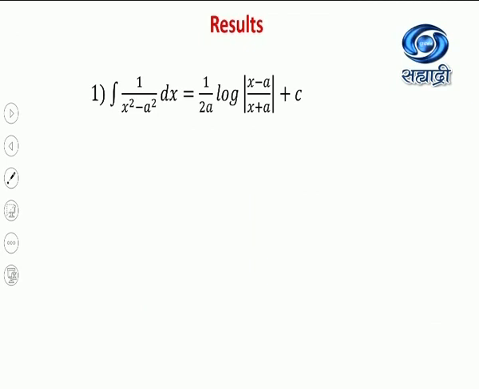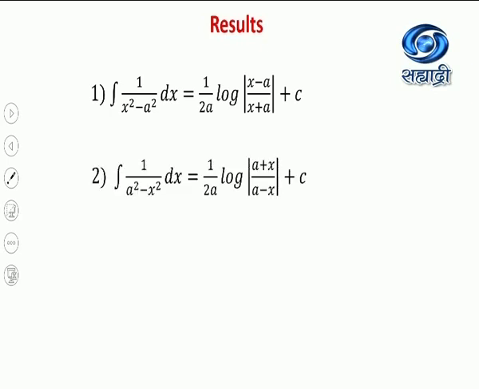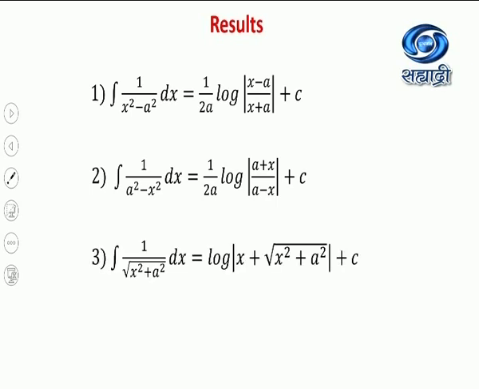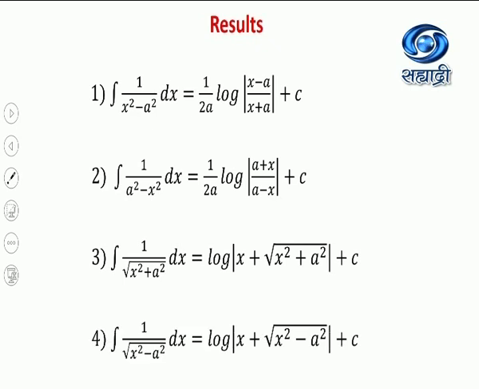Integration 1 upon x square minus a square dx is 1 by 2a log mod x minus a upon x plus a plus c. Integration 1 upon a square minus x square dx is 1 upon 2a log mod a plus x upon a minus x plus c. Integration 1 upon root x square plus a square dx is log mod x plus root x square plus a square plus c. And integration 1 upon root x square minus a square dx is log mod x plus root x square minus a square plus c.